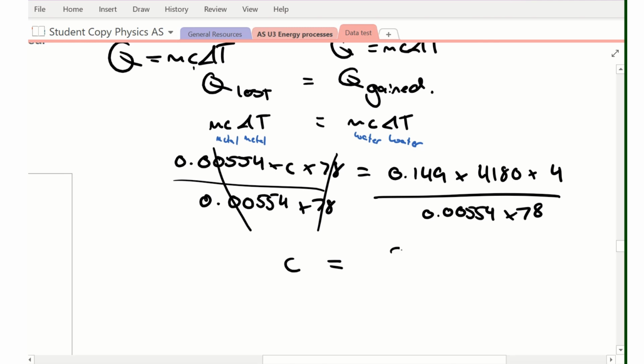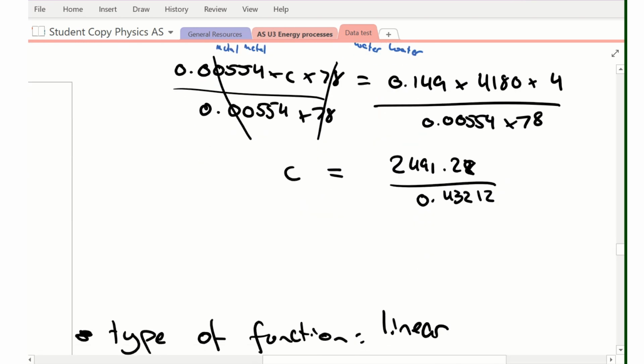Okay, so you could separate that as 2,491.28 divided by our bottom number, which is 0.00554 times by 78. So it's 0.43212. Remember to use as many decimal places while you're working. Only round the last answer.